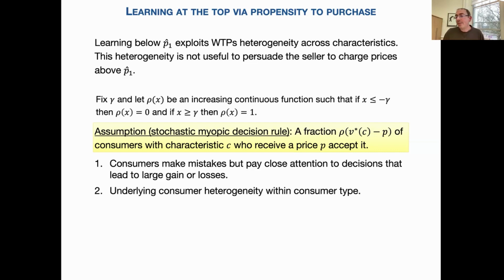Or it could be the case, in fact, that consumers are myopic, but in their particular period they are behaving rationally. But there is a little bit of heterogeneity in the willingness to pay. So everybody has a willingness to pay, which is V*(C) plus some noise. So if I charge a price which is close to V*(C), most of the people buy, but there are some people that actually don't buy because their willingness to pay is below.